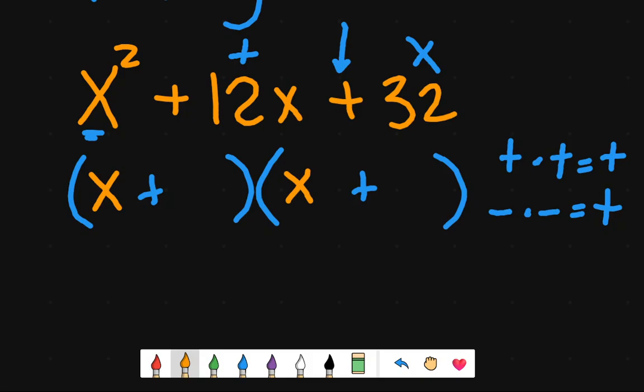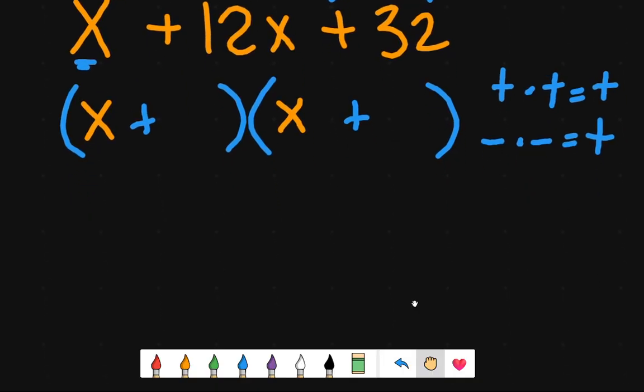All right, now let's list out the factors of 32. What numbers do we multiply together to get 32? We can start off with 1. 1 times 32 would give us 32. 2 times 16 would give us 32. 3 times, well, no, not 3. How about 4? 4 times 8 would give us 32. 5, 6, 7, 8 again, so we're back at 8. 9, 10, 11, we can stop there.